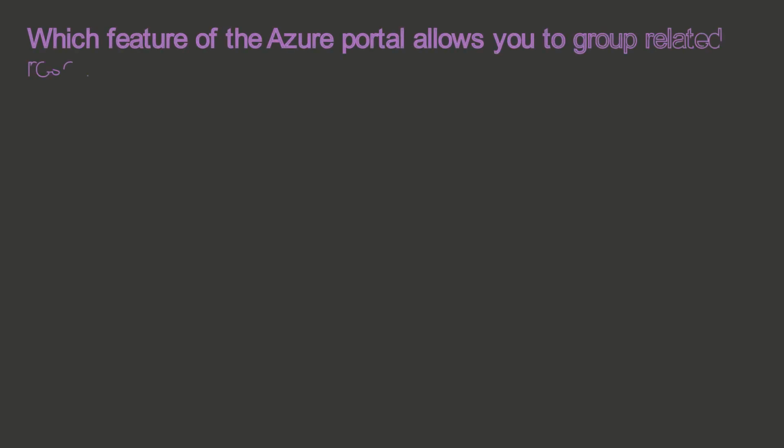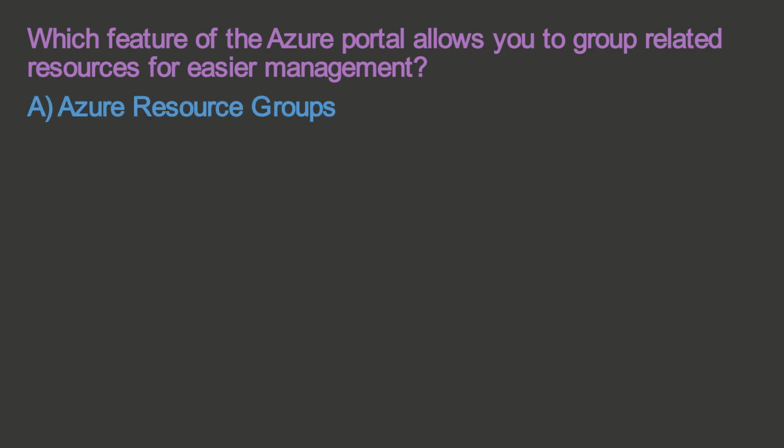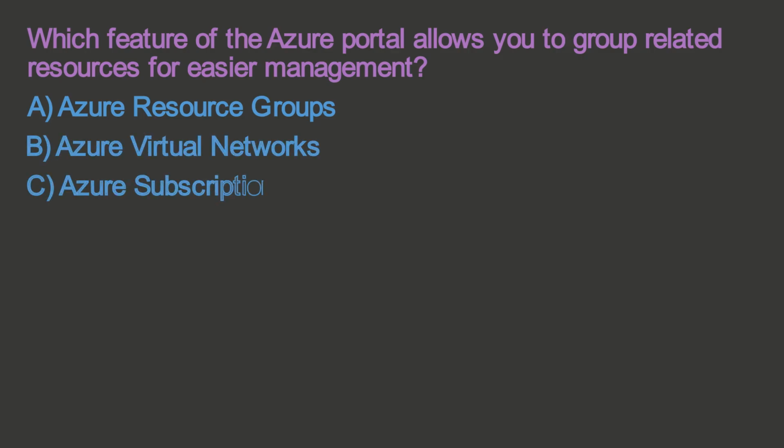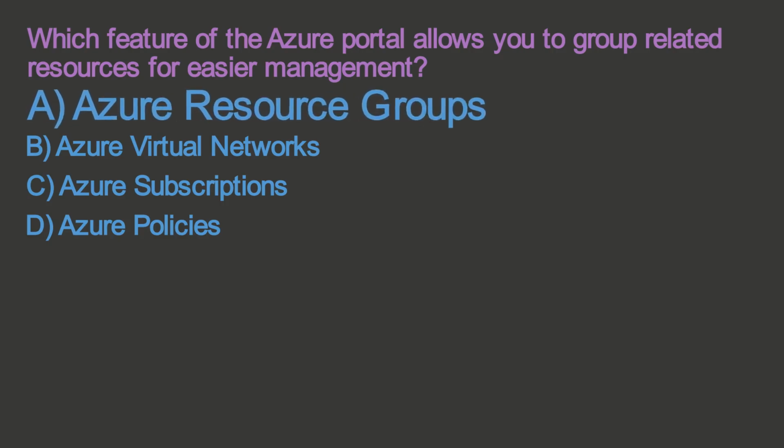Which feature of the Azure portal allows you to group related resources for easier management? A. Azure Resource Groups. B. Azure Virtual Networks. C. Azure Subscriptions. D. Azure Policies. The correct answer is A.